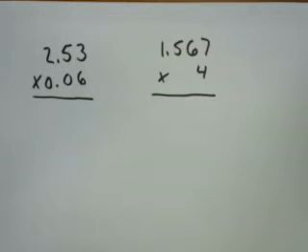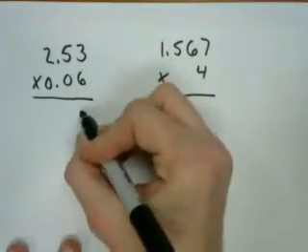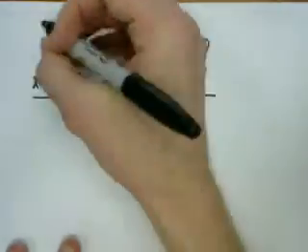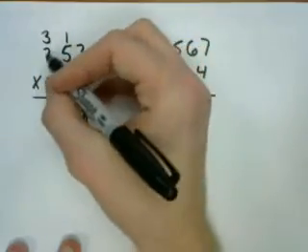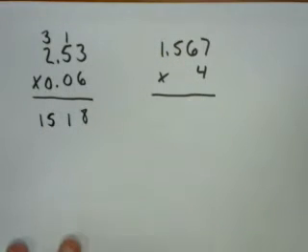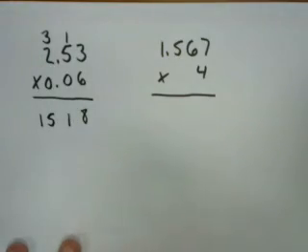Now the way we go about multiplying decimals is that we just treat them like whole numbers, and then we add in decimal spaces later. So here for the first one, I have a 6 times a 3 would be 18. 6 times 5 would be 30, plus 1 is 31. 6 times 2 is 12, plus 3 is 15. So again, we just multiply like we would normally. Now the rest of the numbers here are just zeros, so that would not affect anything.